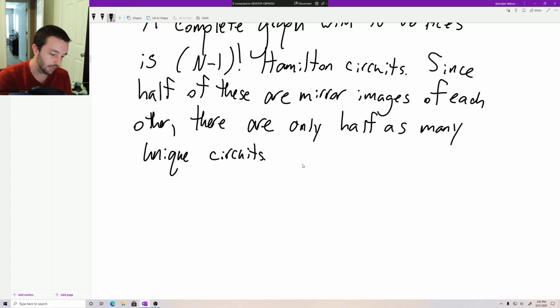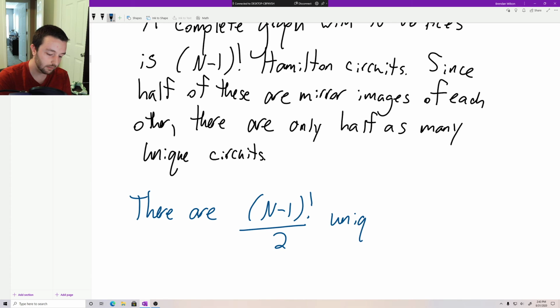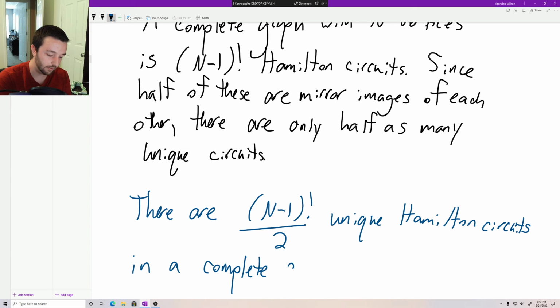So to summarize here, there are n minus 1 factorial divided by 2 unique Hamilton circuits in a complete graph. Okay. So, I mean, this is pretty limited because we're only talking about complete graphs, which oftentimes we wouldn't have. But it's a good starting place still.